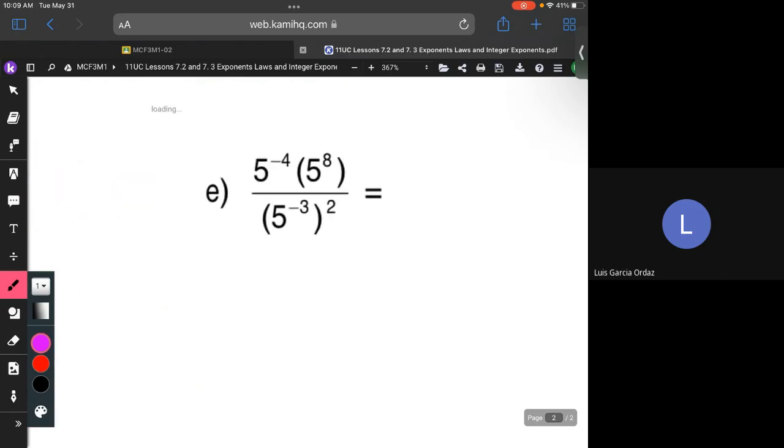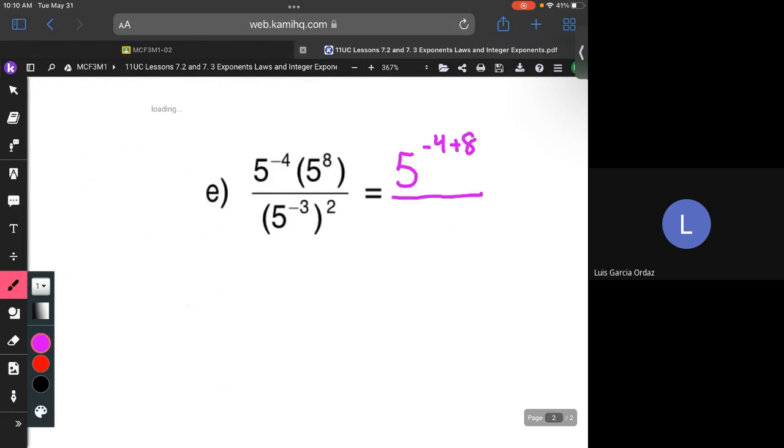For the next one, like I said, what you're going to do first is start with your numerator and then work your way to the denominator. So for my numerator, I have 5 to the negative 4 times 5 to the power of 8. So how do I simplify? No, you don't flip it yet. How do I simplify that? I am multiplying exponents with the same base. What do I do with those exponents? It's the first rule. Add. So you're going to have 5 to the power of negative 4 plus 8.